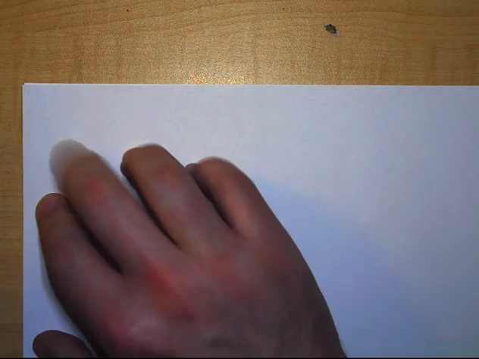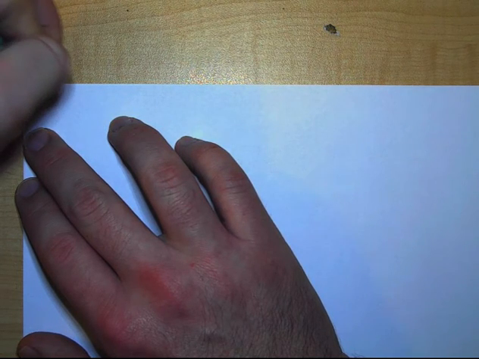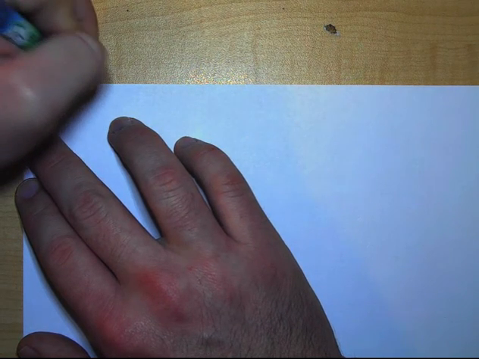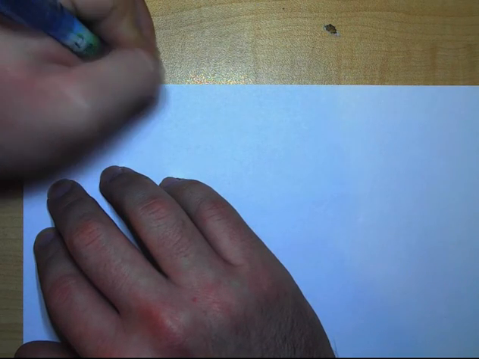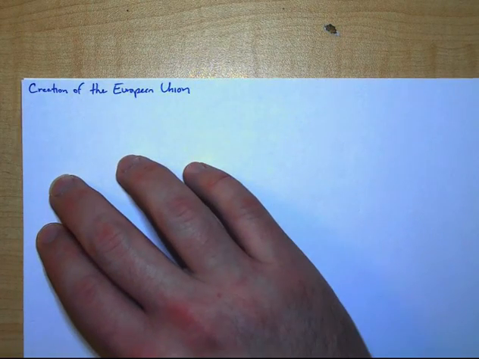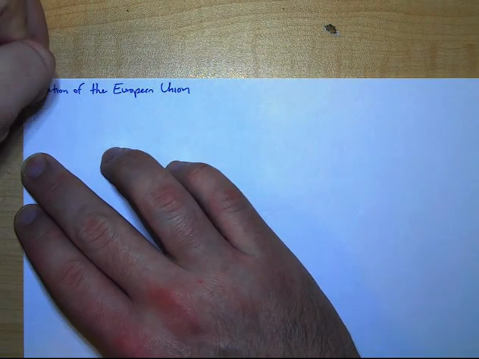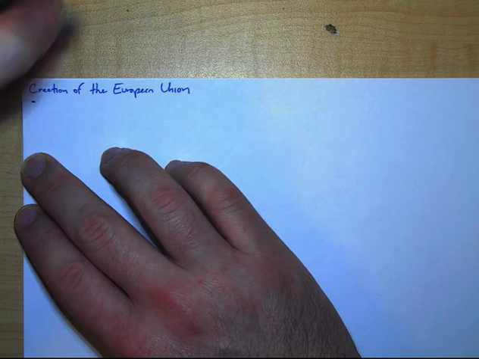All right, so in this video, we're going to talk about the creation of the European Union. So the European Union was the idea of West German leaders and French leaders.